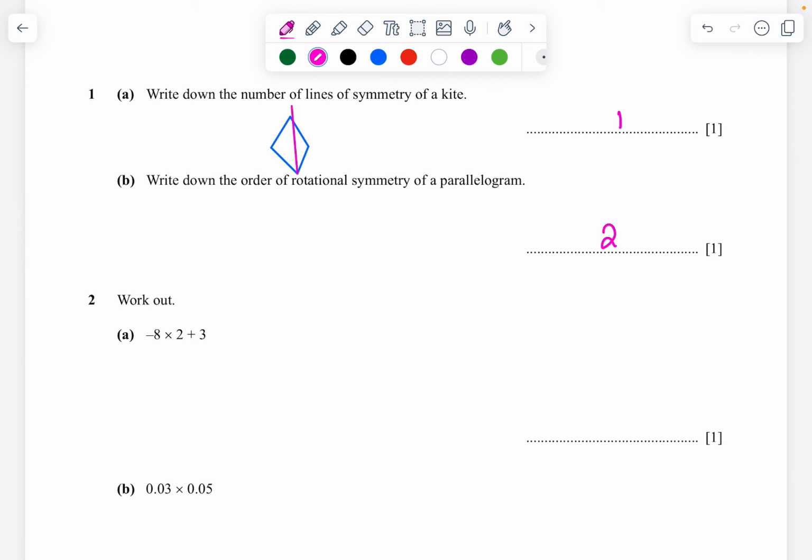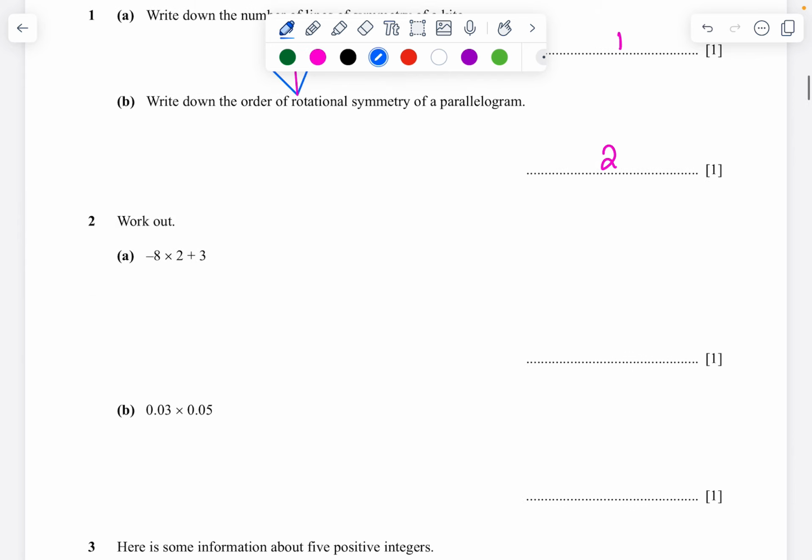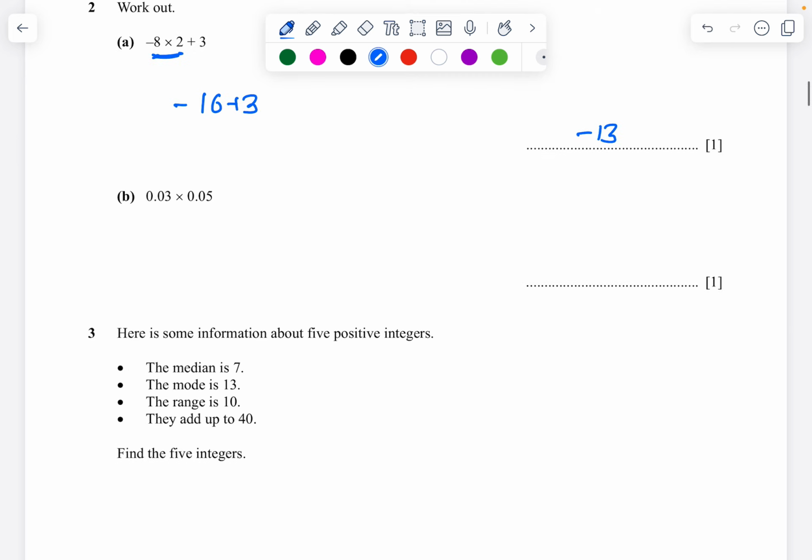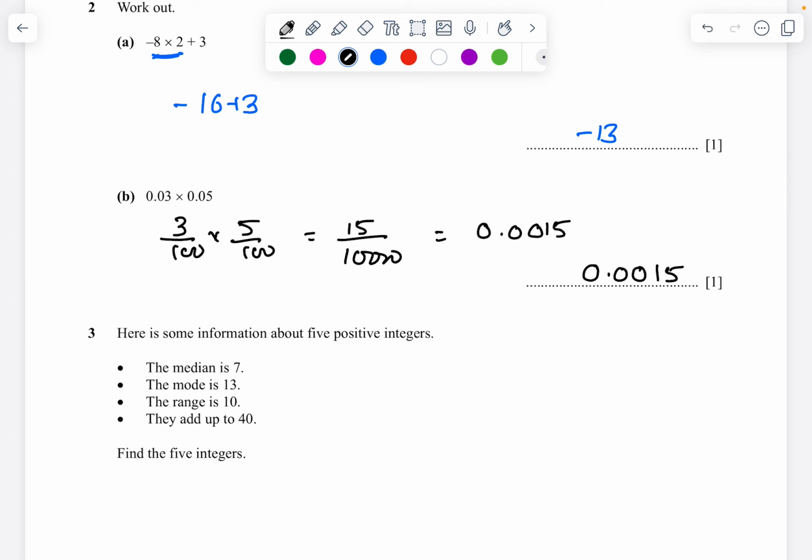It's going to be 2. Work out this one. Minus 8 times 2 is negative 16 plus 3, which is going to be negative 13. Then this is 3 upon 100 times 5 upon 100, which is 15 upon 10,000, which is 0.0015. So the answer is 0.0015.